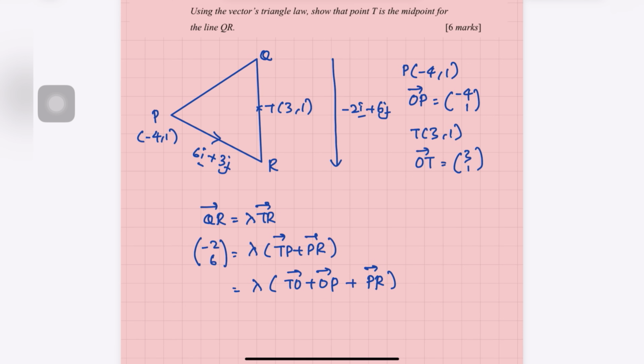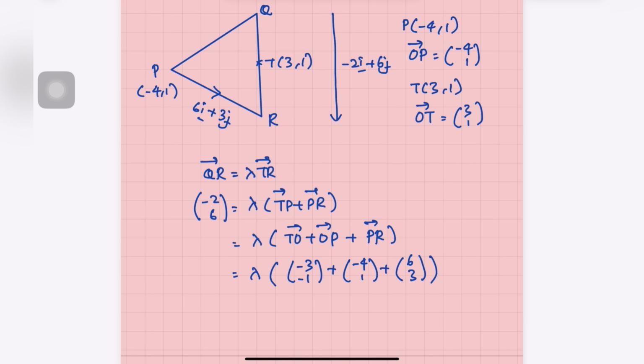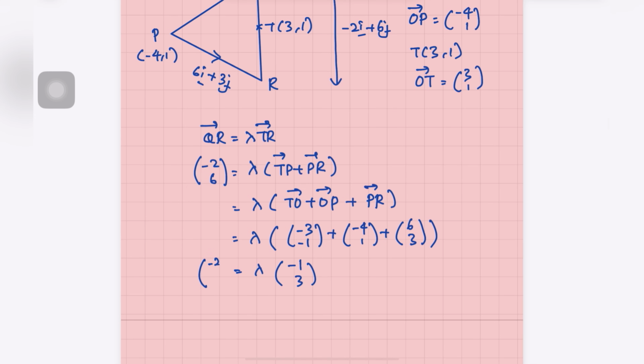Okay, so then the rest kita masukkanlah substitute. Okay, so lambda, TO is negative 3, negative 1 because opposite direction. Okay, OP is negative 4, 1. Okay, PR is this one. Okay, 6i plus 3j becomes 6, 3. Okay, so then we simplify. Okay, negative 3 minus 4 plus 6, negative 1 plus 1 plus 3, so this one is negative 2, 6.